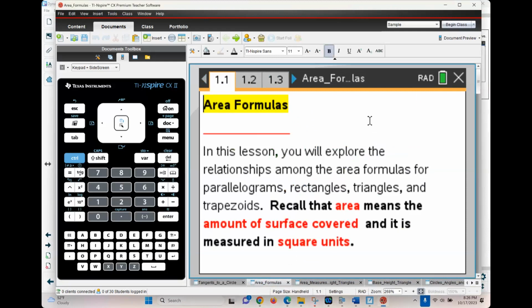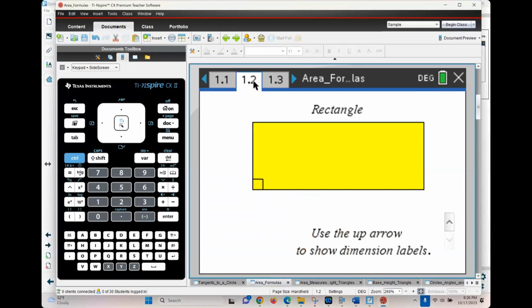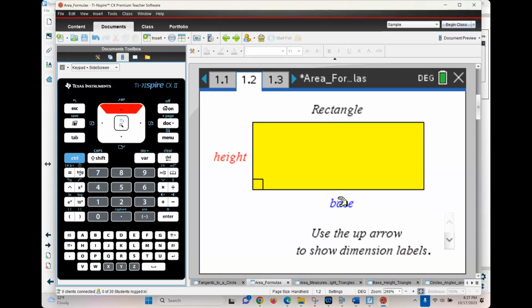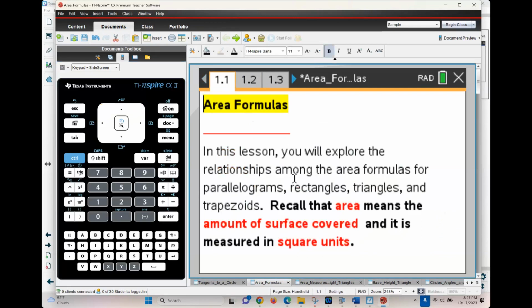And I love this one because it helped me have my students decide why the formulas are the way they are. Okay. And so this one, I'll go on to page 1.2, and it says use the up arrow to show dimension labels. Again, I could either click here. I prefer to click on the click pad, and it's showing me this rectangle has a base and a height. And I like that because it's not length and width. And I'm going to be talking about triangles and parallelograms and all this other good stuff here. Okay. I did miss that page. So I should say we're going to be looking at area formulas for parallelograms, rectangles, triangles, and trapezoids.